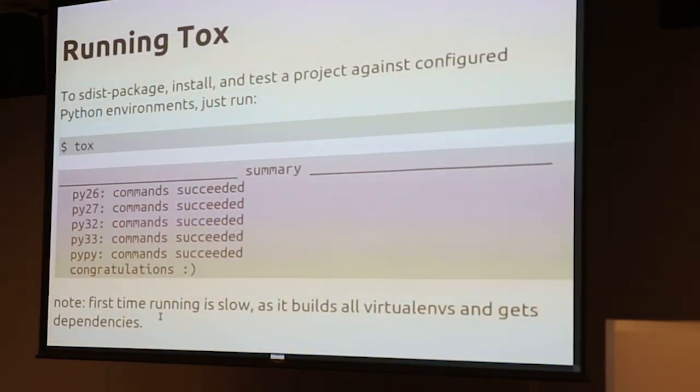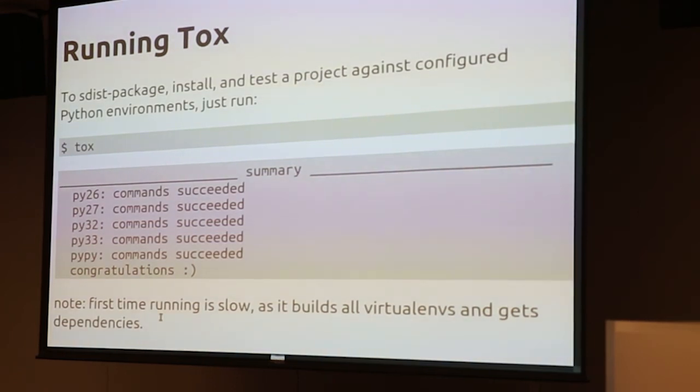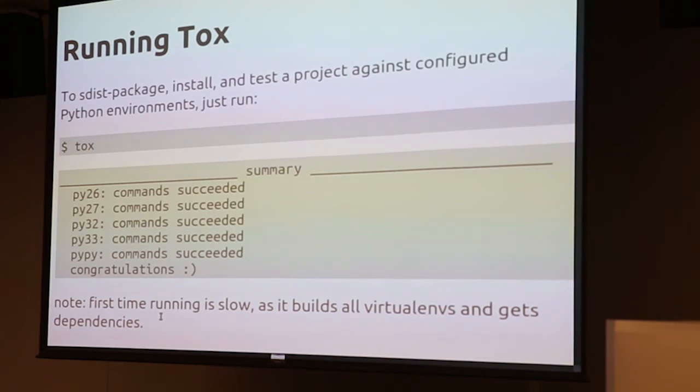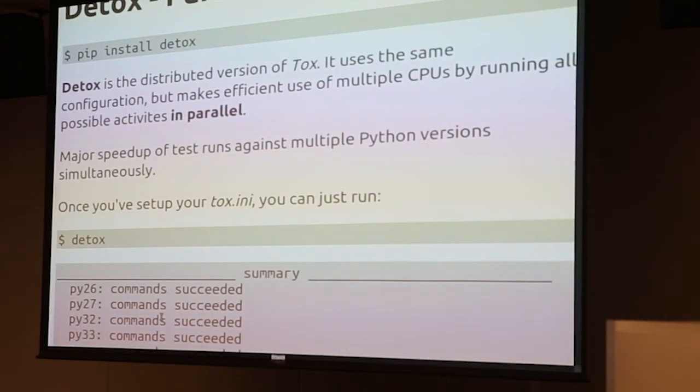So to run it, after you configure that file, all you do is type tox, and it'll tell you which environments it succeeded or failed in, and any exceptions that were thrown. The first time you run it, it's very slow, because it has to create all the virtualenvs. It has to download all the dependencies, install everything. After that, on successive runs, it's very quick to run.